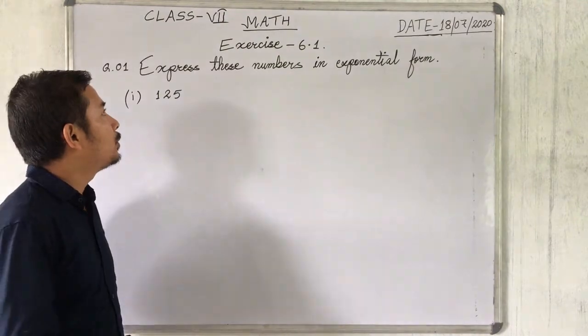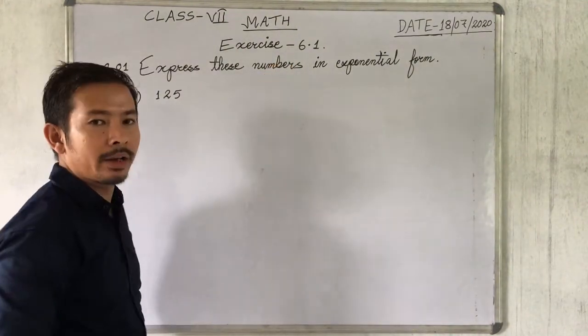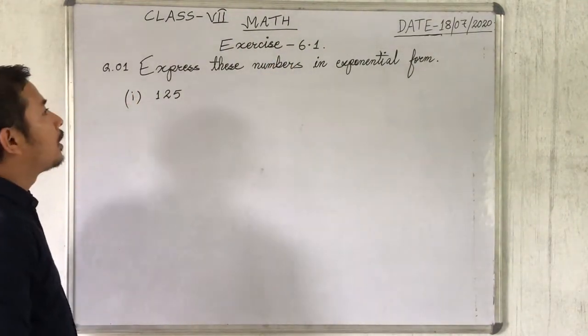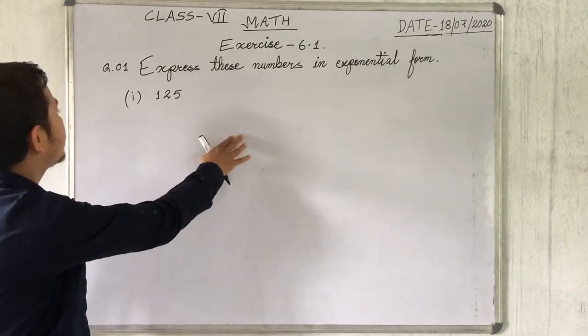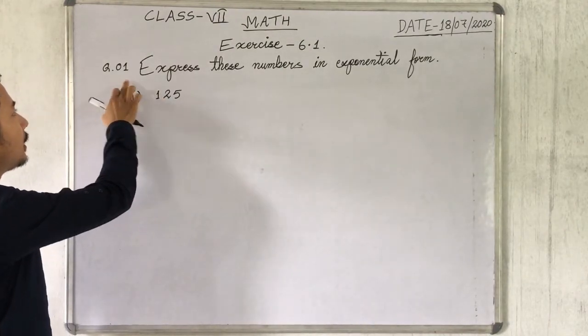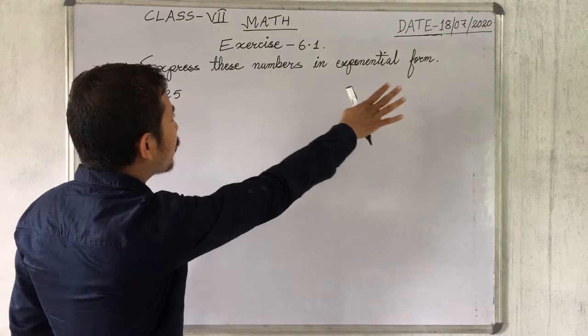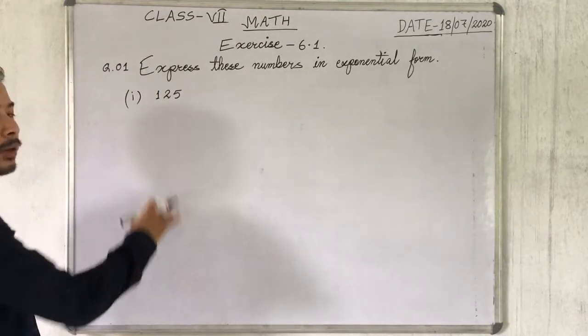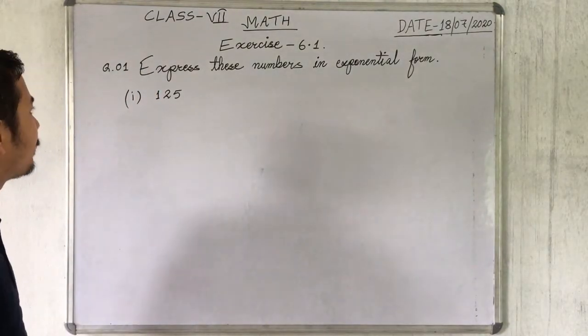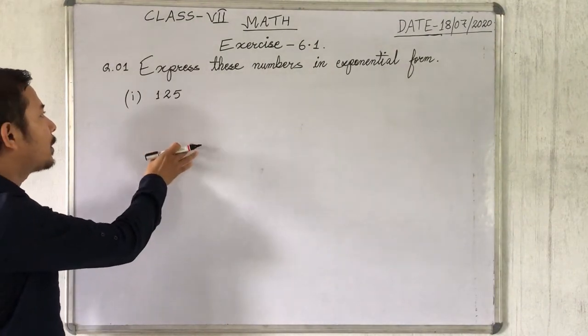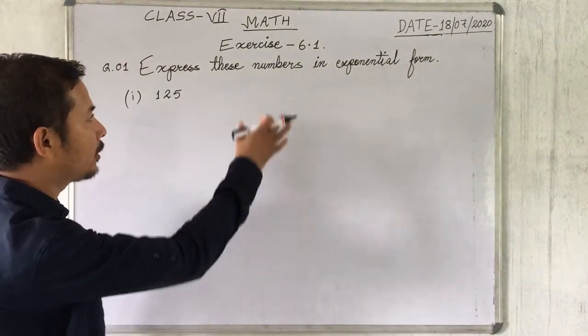Today we are going to do exercise 6.1. Now look at this exercise. Today I will do question number 1: express these numbers in exponential form. They are given in question number 1: 125. So we have to convert this 125 into exponential form.